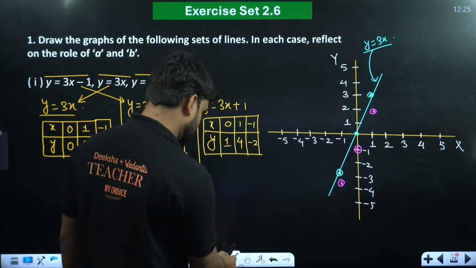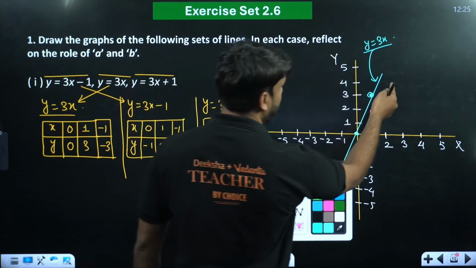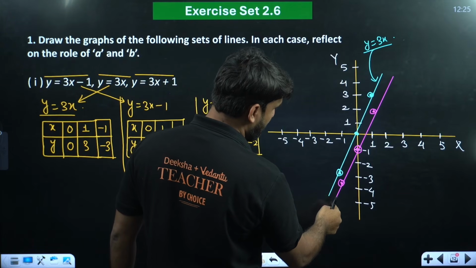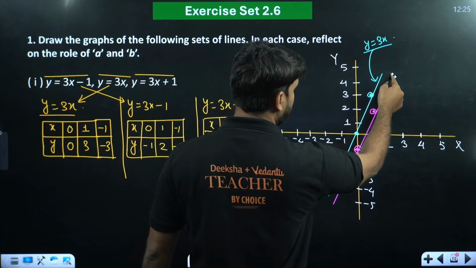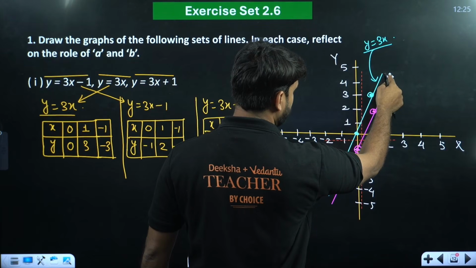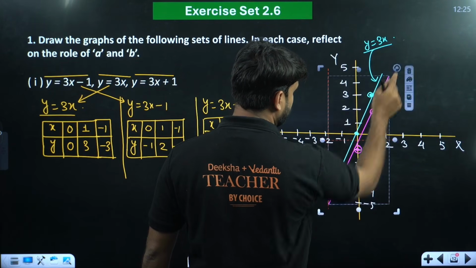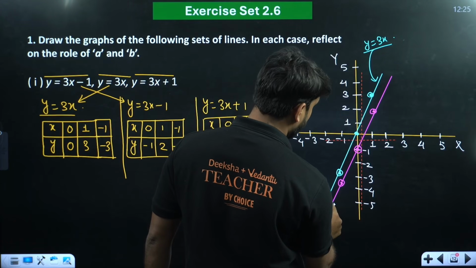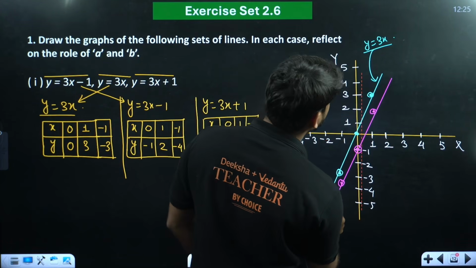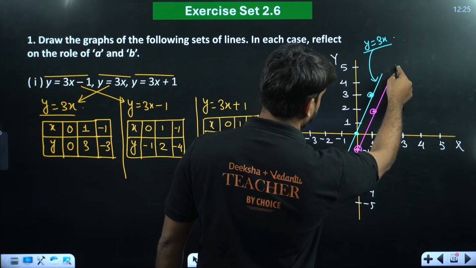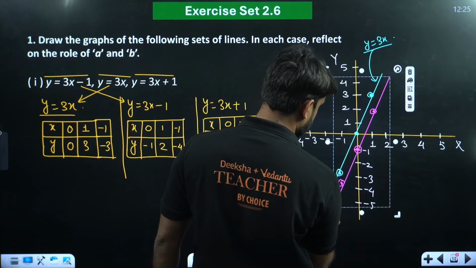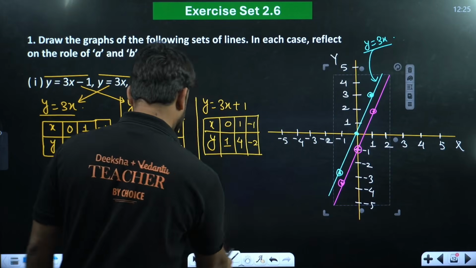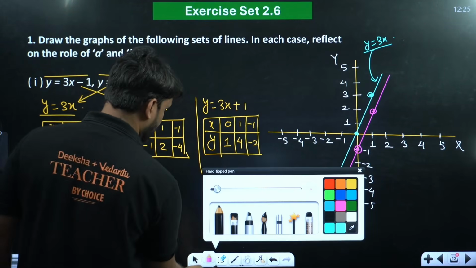Now join. So let me use pink color, similar. Now if we join these three points, oh, wow. Can you see here, champions? The line is passing through, and you can observe one thing here: the lines are passing through 3 points and both are parallel. This is the observation.